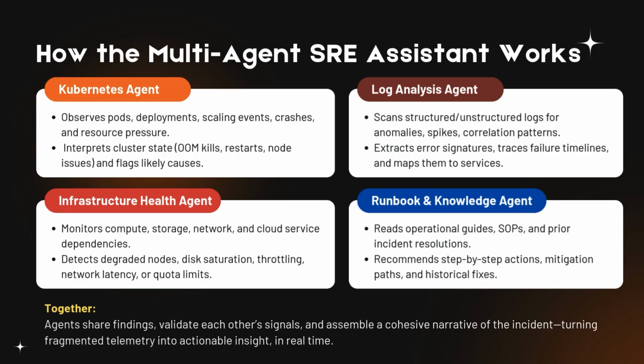One agent specializes in Kubernetes applications. Another focuses on log analysis. A third monitors infrastructure health. And another understands your operational runbooks. These agents work together, sometimes sequentially, sometimes in parallel, to correlate information for you, so you can literally converse with your infrastructure in plain English, instead of writing ad hoc queries in the middle of a crisis.